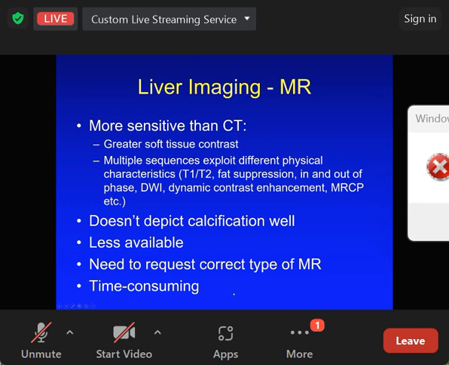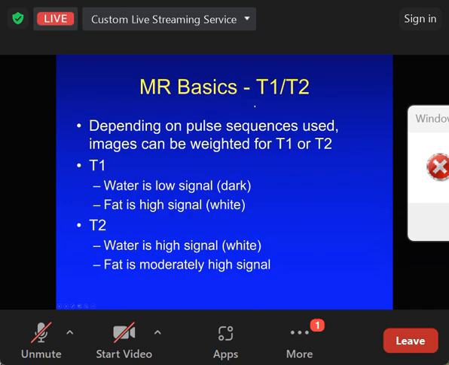So we talked about basics for CT. Now we'll talk about basics for MRI.